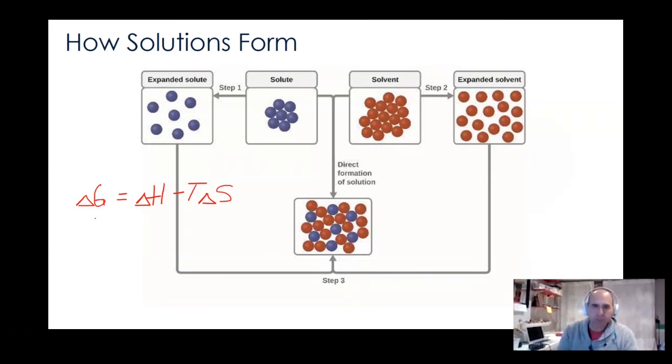Now, again, this is really to inform you, because I think the concept of free energy is really important. We're not going to be doing any math related to this. When the delta G is negative, a reaction is spontaneous, or a process is spontaneous. When positive, it's not.